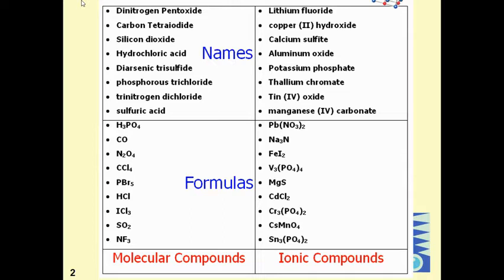So one of the first things you have to do when you're naming things in chemistry is you need to be able to identify what type of molecule, what type of compound it is. We're going to focus right now on whether it is an ionic compound, a covalent compound, or an acid. Those are the 3 things we're going to focus on in this unit.